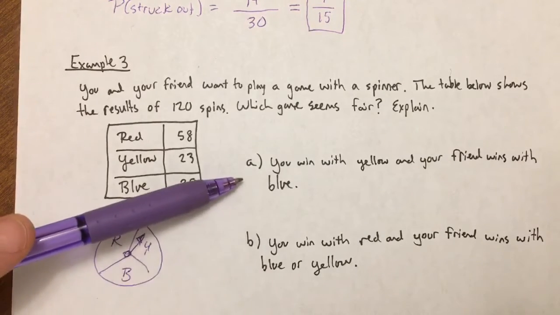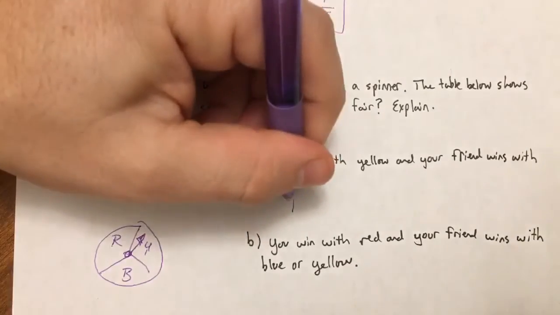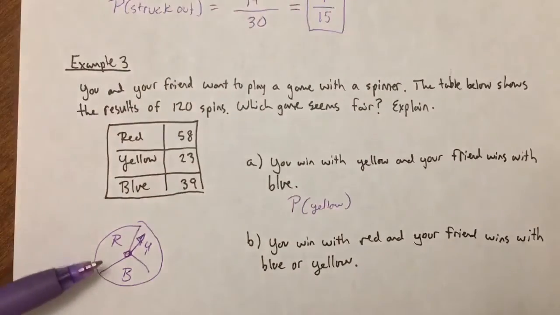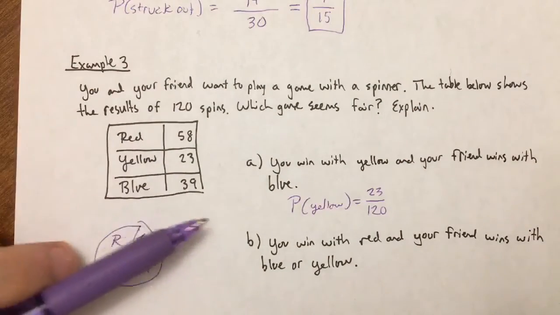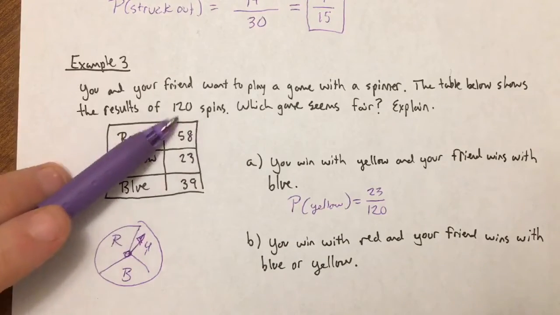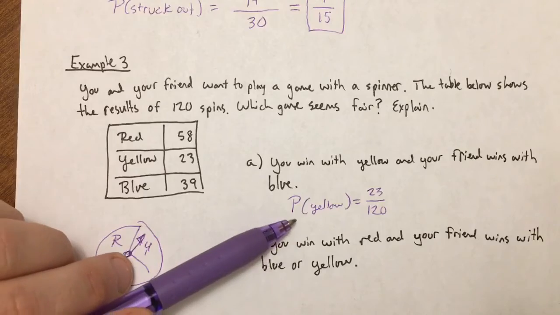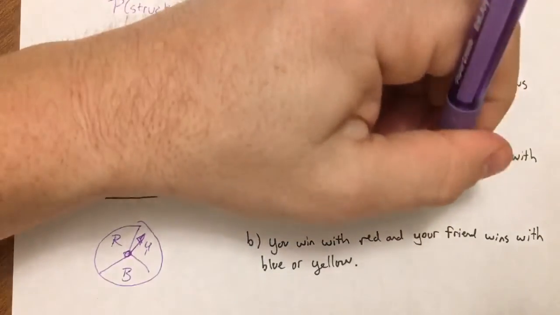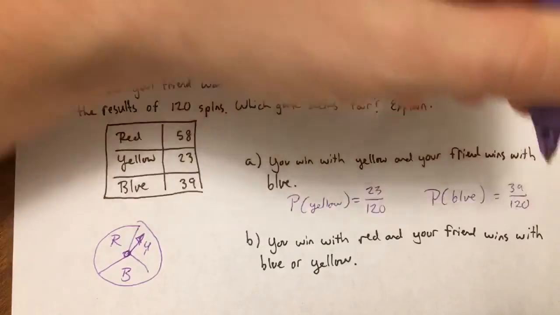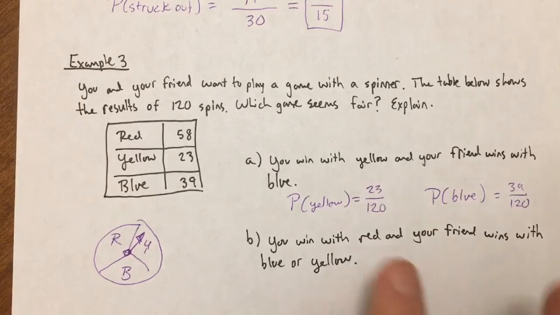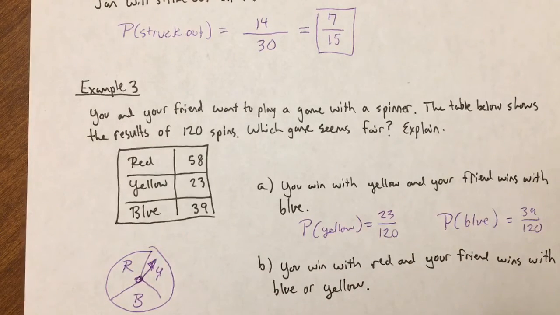So let's see if this first game is fair. You win with yellow, and your friend wins with blue. Well, let's compare. The probability of winning with yellow from our data here is 23 out of 120 spins. Now, the reason we know it's 120 is because the word problem tells us, and plus, if we add all 3 of these numbers together, it should total 120. Now, that's the probability of winning on yellow. Let's compare that with the probability of landing on blue. That would be 39 out of 120. If you compare both of these probabilities, there's a big difference between 23 times versus 39 times. So would this be a fair game?